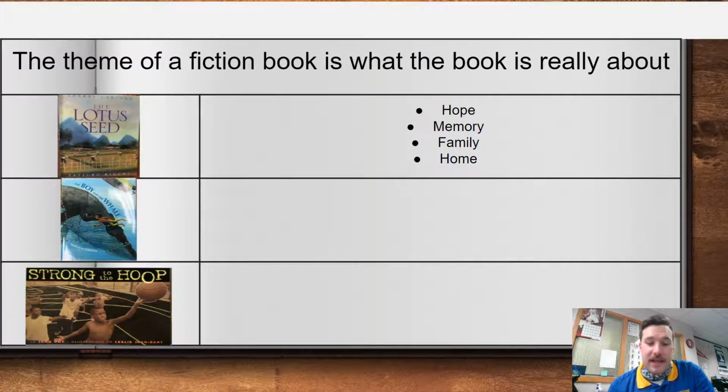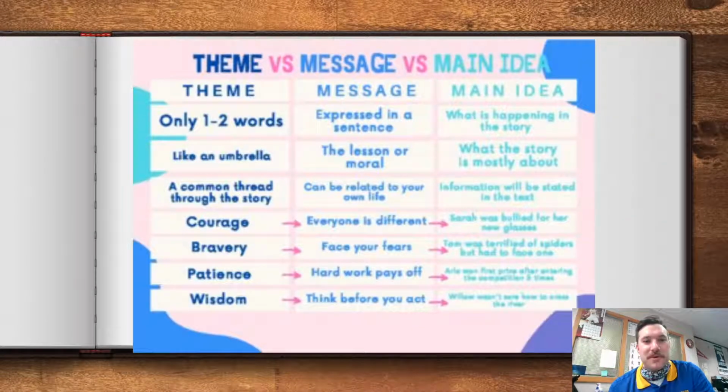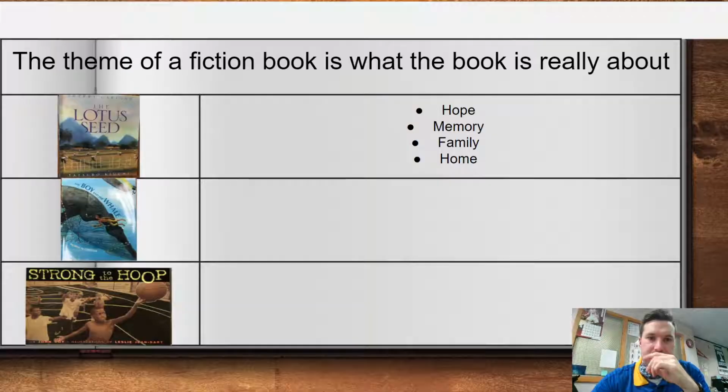And it's, again, going to be just 1, maybe 2 words. Really try and sum it up with 1 word. And if you can't, you might want to go back and look and say, okay, is that really the theme? Because the theme is really just going to be 1 word, maybe 2. So the theme is what the book is really about, what it's really teaching you about. So hope, family, friendship, respect, and as we think of these, it's not what we want to learn, but what we see in the story.